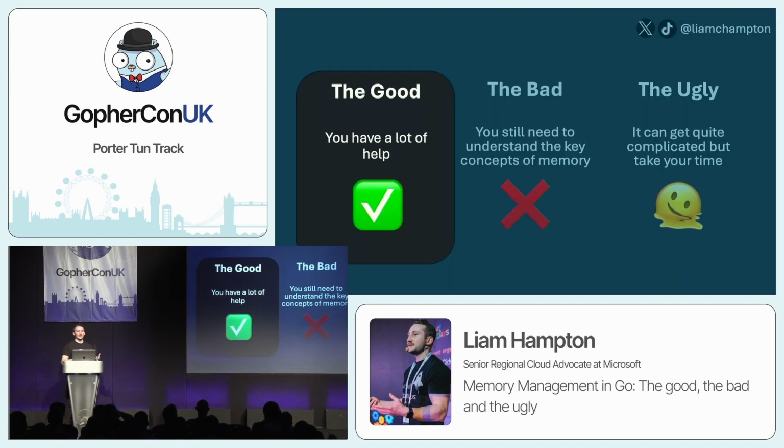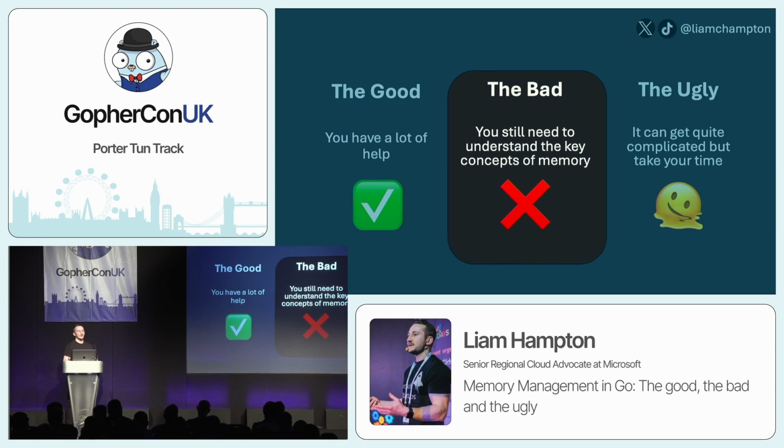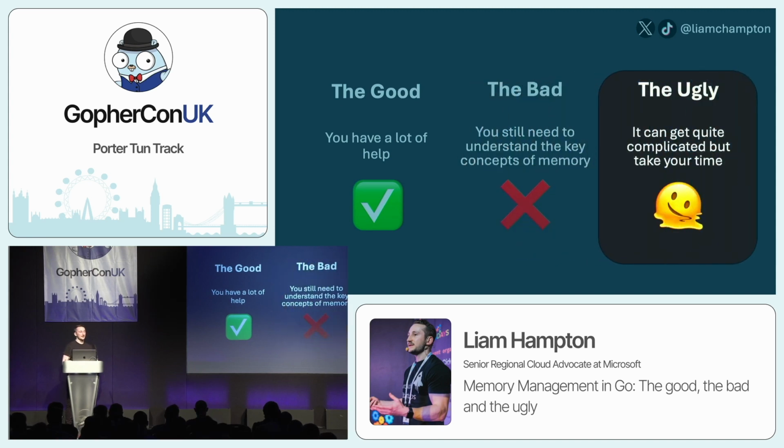So let's look at the good, the bad, and the ugly. Well, the good is, when it comes to memory management in Go, if you're learning it for the first time, or whether you're a seasoned developer, you have a lot of help. There's a lot of help to be given to you. The bad can be quite tricky, because you always need to understand what's going on at a system level. You need to understand what's really happening underneath face value of your code, i.e. pointers and references. And then the ugly is, well, it can get pretty messy pretty quickly, and it can get quite complicated, but don't be scared.